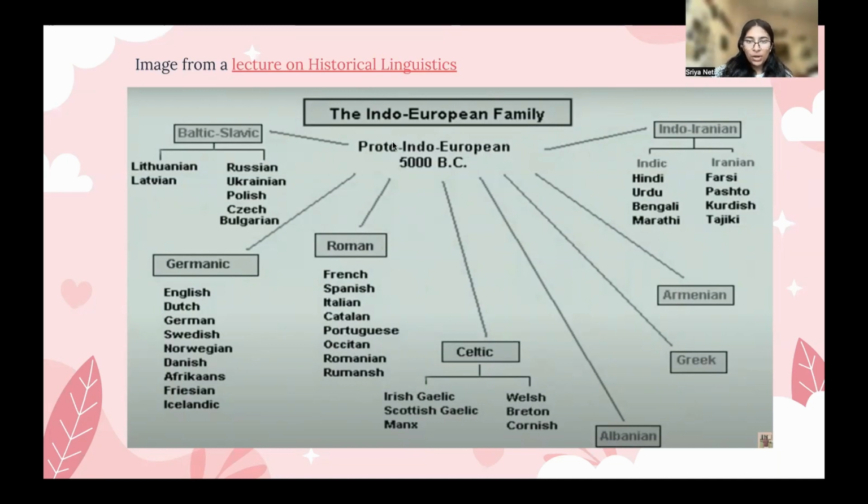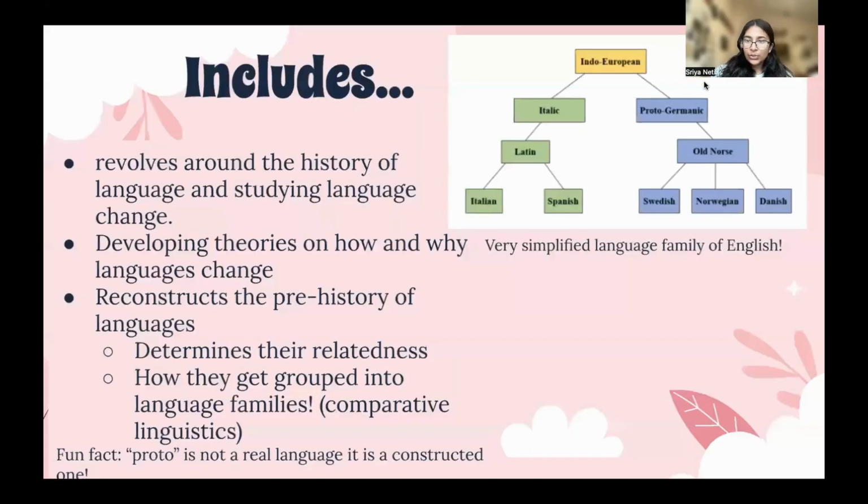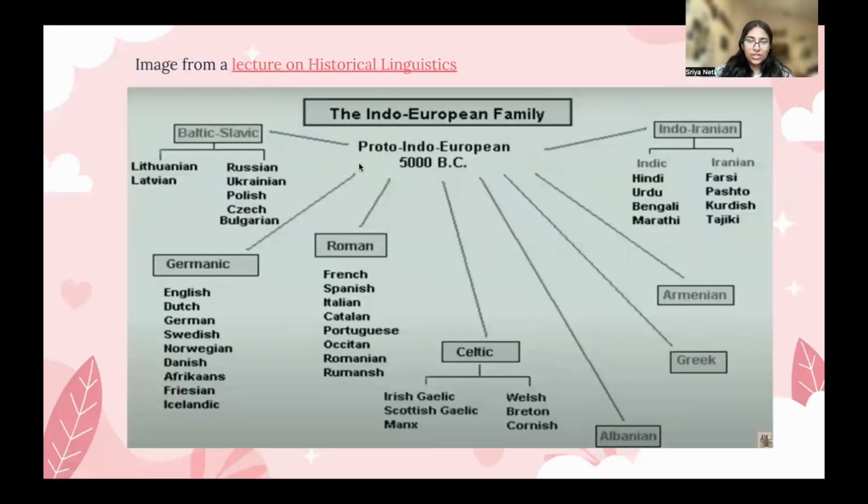And you might be wondering, what does this word proto mean? It's here, Proto-Indo-European, and also in this image, Proto-Germanic. So a fun fact is that a proto-language is not a real language that people have found, but it's actually a constructed one. So it's a language that historical linguists will analyze its descendants and their similarities, and then they can reconstruct the proto-language, which is why they use this word to indicate that it was a reconstructed one.